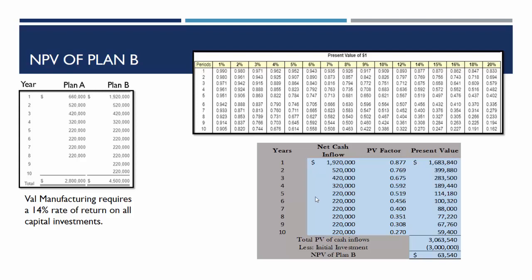If we had more options, we would go through and we would search and we would find the one that has the highest net present value, and that is the option that we would choose. But we only have two here. Plan B is better than Plan A.